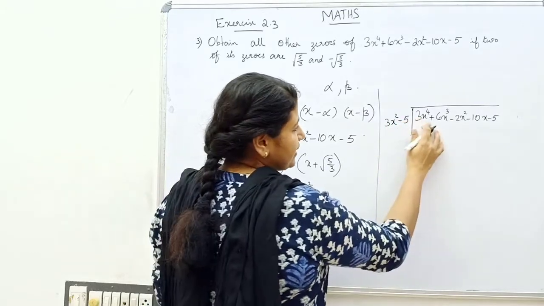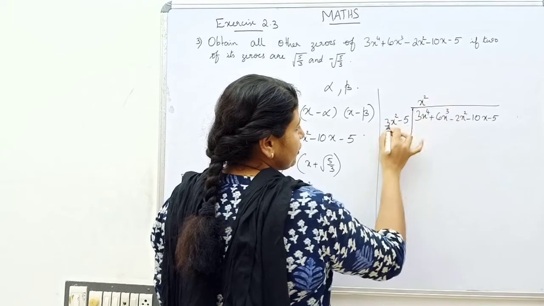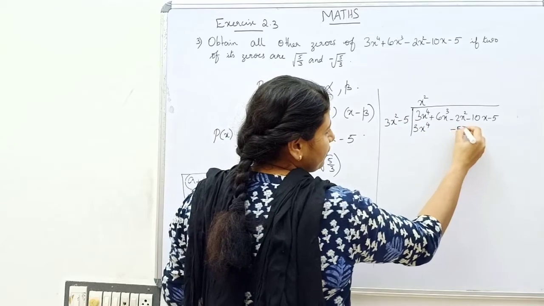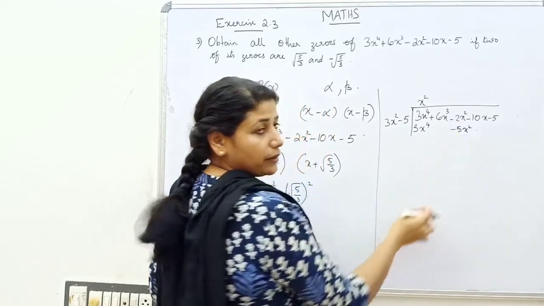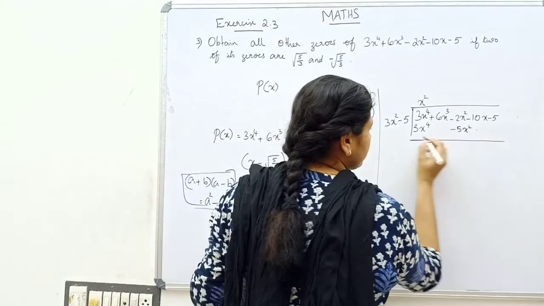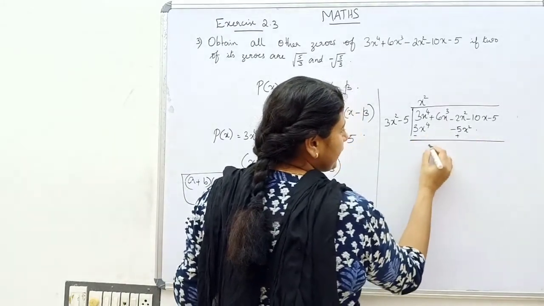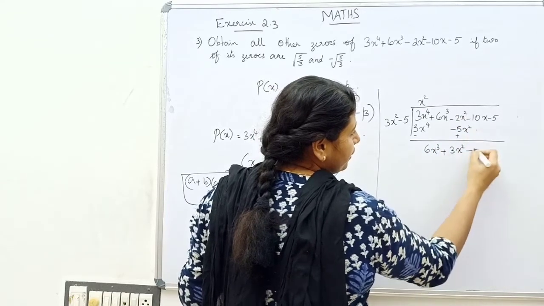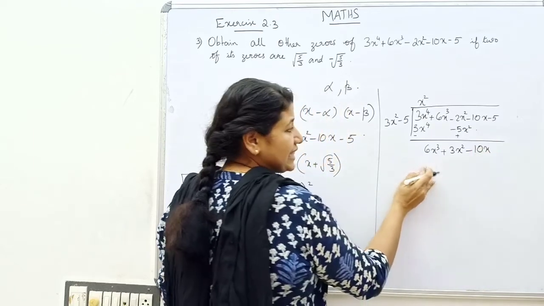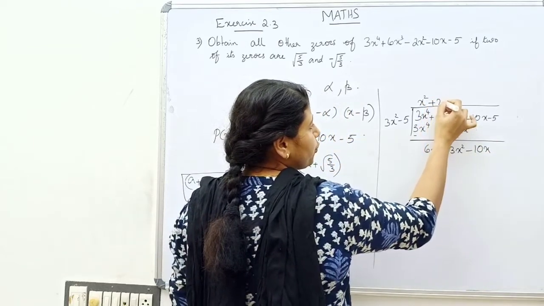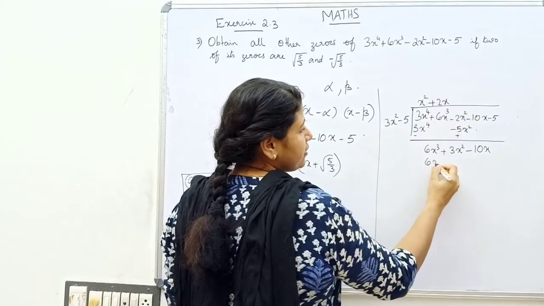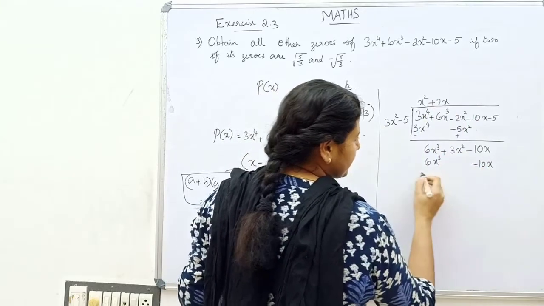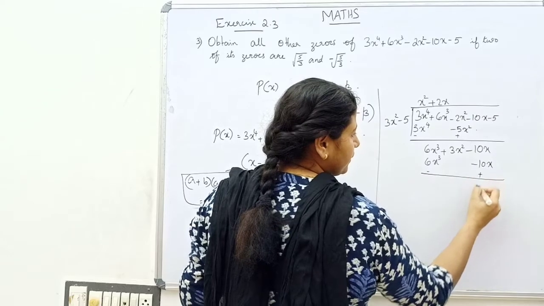Here we need 3x raised to 4, so I am multiplying with x square. Then x square into 3x square is 3x raised to 4, and x square into minus 5 is minus 5x square, written just below the term of x square. Then subtract, you just change the sign. Then you will get 6x cubed, here it will be plus 3x square, minus 10x. Here we need 6x cubed, so I am multiplying with 2x. Then 2 into 3 is 6, x into x square is x cubed, 2 into 5 is 10, minus 10x. So I am writing here minus 10x. Again change the sign and subtract, so it will be 0.